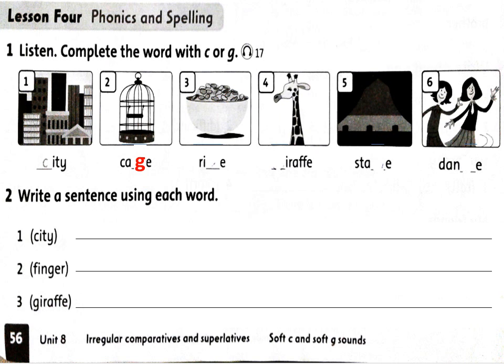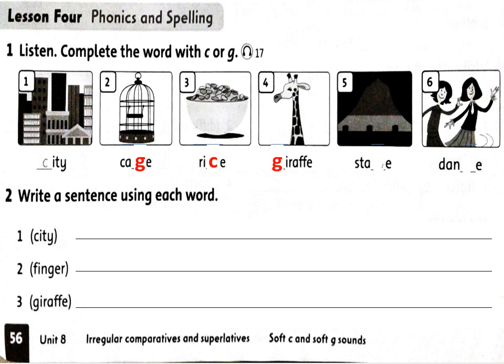Now number 3. Rice. Now combine the picture and pronunciation. Tell me C or G. C. Good. Now number 4. Giraffe. Now combine the picture and pronunciation. Tell me C or G. G. Good.